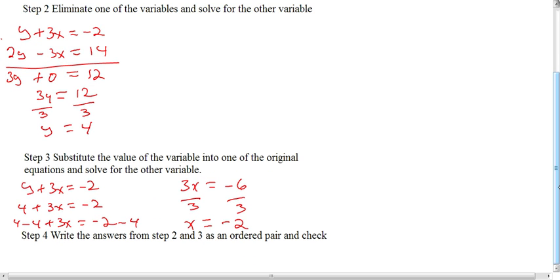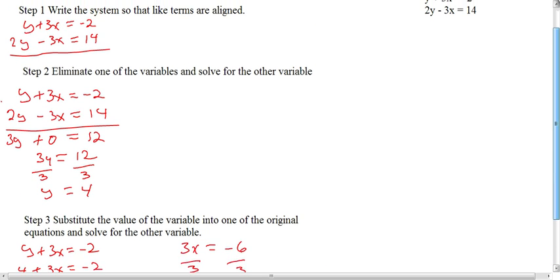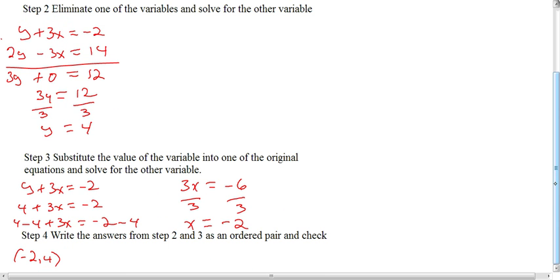So what we need to do now is write our answers as an ordered pair. So we have (-2, 4). And then it tells us to check it. Remember how we check it: we go back and find an easy equation. So what about y plus 3x? It's very simple. We have y is 4, so we're going to use y plus 3x equal to negative 2.